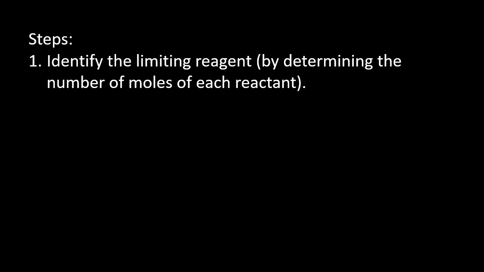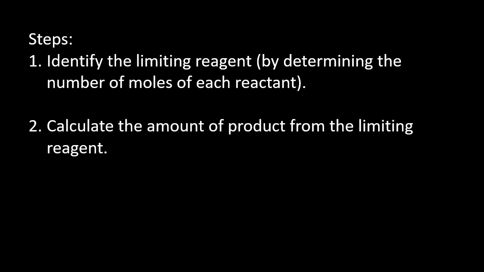All right, so the steps that we follow when we're doing this: the first thing is we have to identify which of our reactants is going to be the limiting reagent. We have to do a couple of calculations to figure that out. Remember, we're going to use mole ratios. Once we have that, we're going to calculate the amount of product from the limiting reagent.